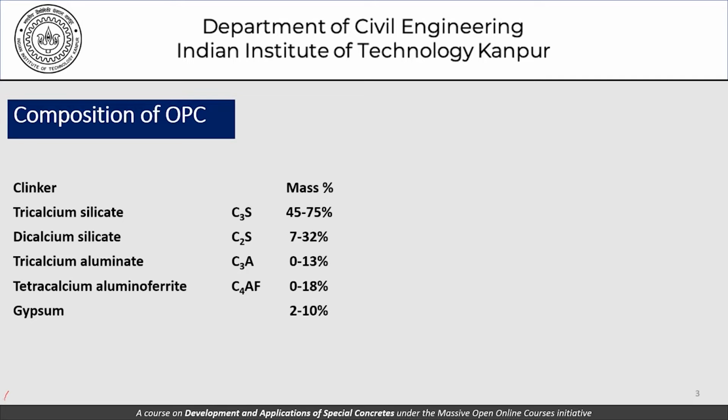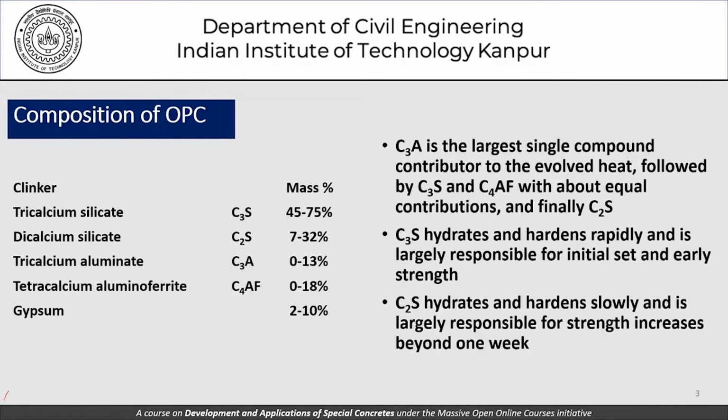Now, from a heat of hydration point of view, C3A is the largest single compound contributor to the evolved heat, followed by C3S and C4AF with about equal contributions, and finally C2S. C3S hydrates and hardens rapidly and is largely responsible for the initial set and early strength. C2S, on the other hand, hardens slowly and is largely responsible for the strength increase beyond 1 week. These are some things which we know from our background in cement and hydration of cement.